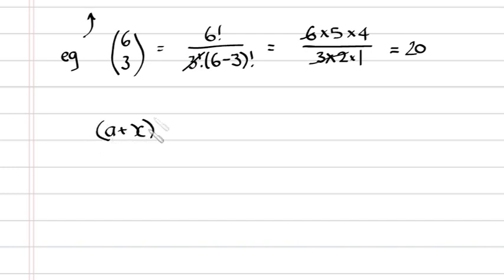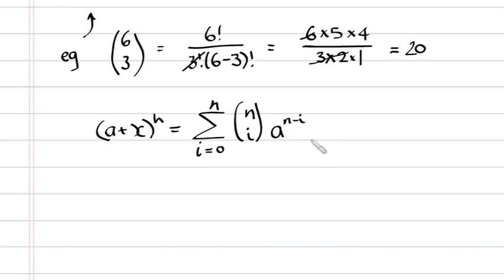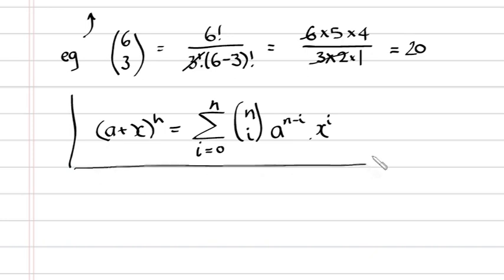Another way of writing a plus x to the n, we can write it using the sigma symbol. Sigma, the Greek letter sigma, means the sum of, and we're going to sum up the individual items from i equals 0 to i equals n of n choose i objects times a to the n minus i by x to the i. And that is the binomial theorem written as a sum.